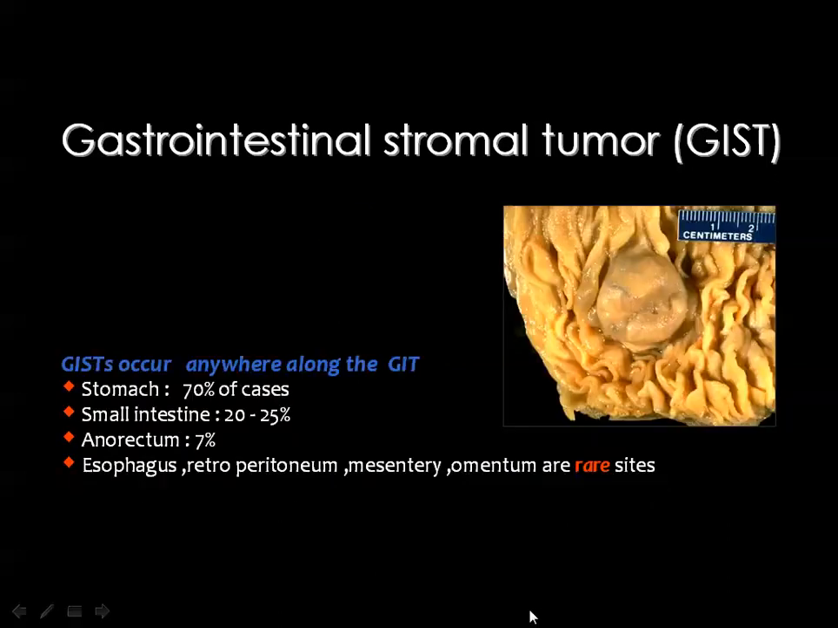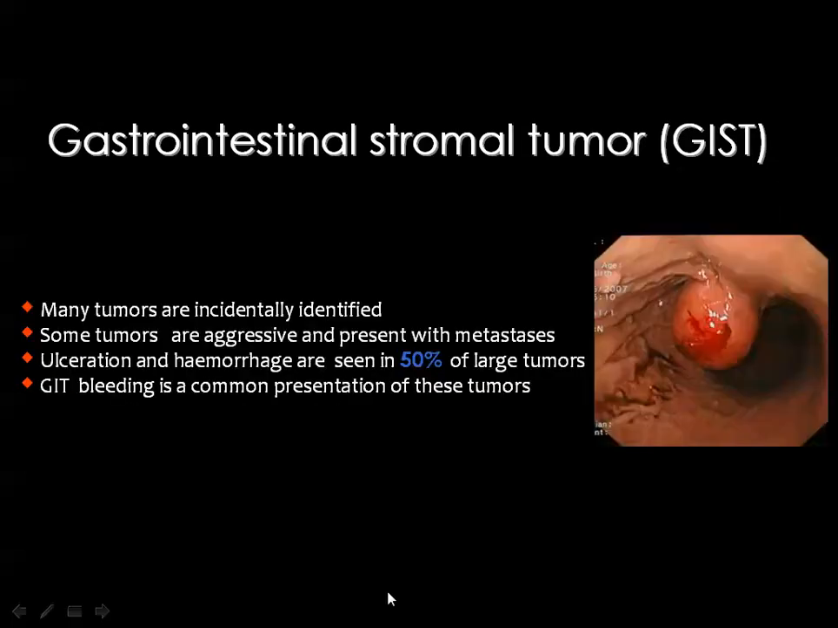And the GIST tumors generally occur with these percentages across the gastrointestinal tract. The most common site is the stomach, representing about 70% of cases. The second is the small bowel, 20 to 25% of cases, and the anorectal area, about 7% of cases, while the esophagus, retroperitoneum, mesentery, and omentum are considered rare sites for GIST tumors.